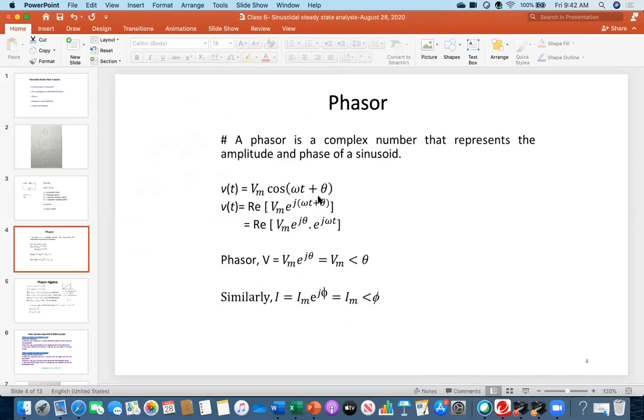I have added one thing. So far I only told you Vm cosine of omega t, but I am adding another angle. This is called the phase or phase angle. I mean, it will not always be only Vm cosine of omega t. Always there can be some angle. I mean, theta can be 0 or theta can be 5 degrees, 10 degrees or some angle. It is called the phase because it might not start from that 0 position.